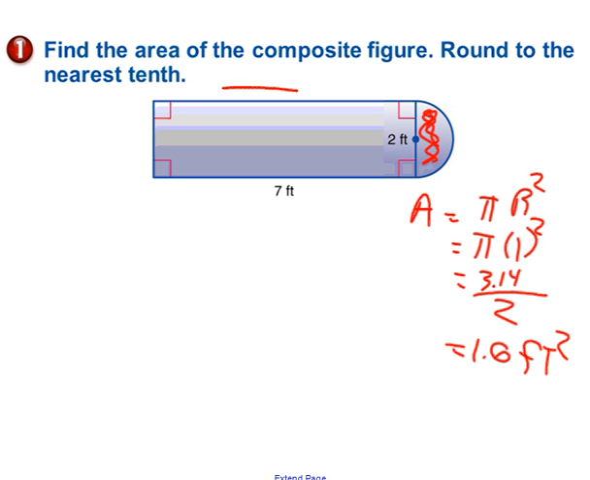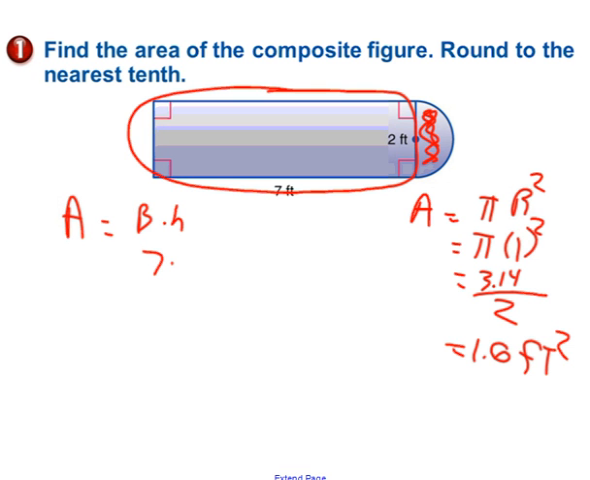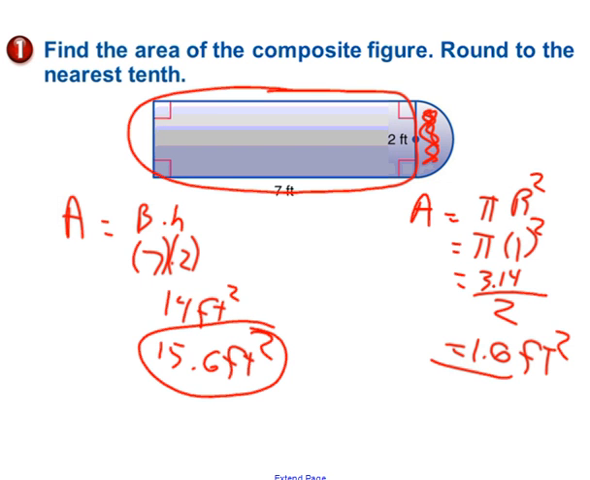Now I've got the big rectangle here, and the area of a rectangle is equal to the base times the height. So 7 feet times 2 feet. 7 feet times 2 feet is 14 square feet. Plus the 1.6 would be 15.6 feet squared. 15.6 square feet.